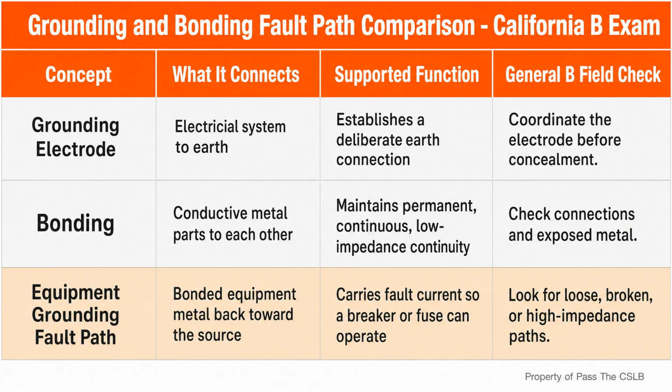A ground fault circuit interrupter watches for current leaving the intended circuit path. When it detects an imbalance, it opens the circuit quickly. That protection is different from the equipment grounding path. The grounding path helps carry fault current. The ground fault circuit interrupter detects leakage and interrupts power. A sound job site setup can depend on both.